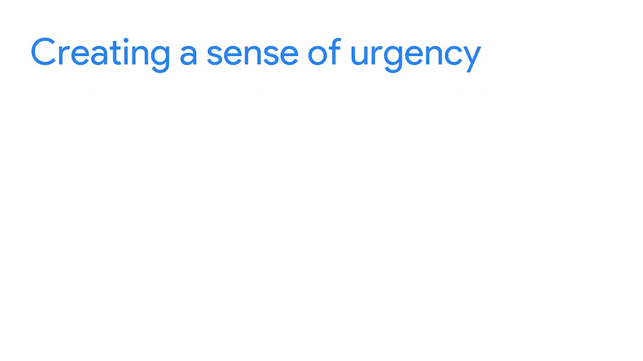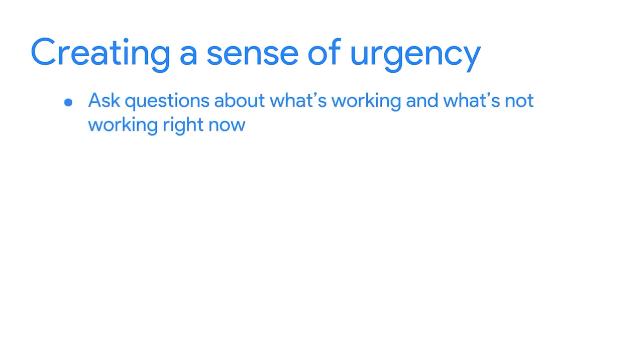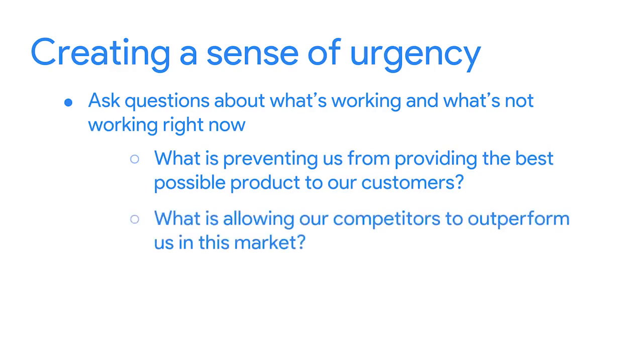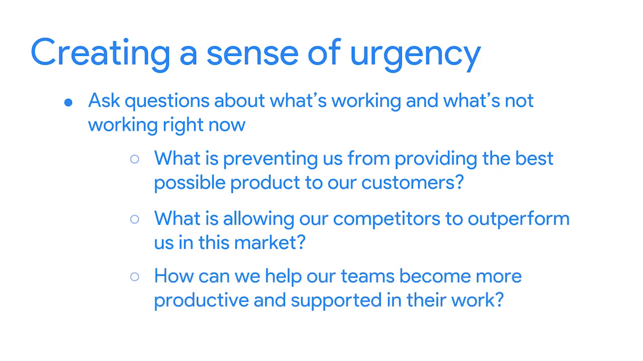My favorite approach to this is to ask the team, the organization, and the stakeholders questions about what's working and what's not working right now. Then, I ensure the changes relate directly to those opportunities. Here are some questions you could try. What is preventing us from providing the best possible product to our customers? What is allowing our competitors to outperform us in this market? And how can we help our teams become more productive and supported in their work?